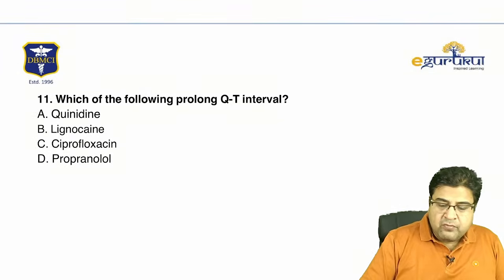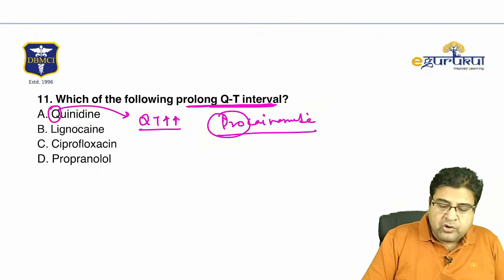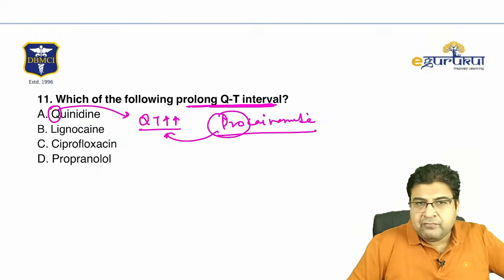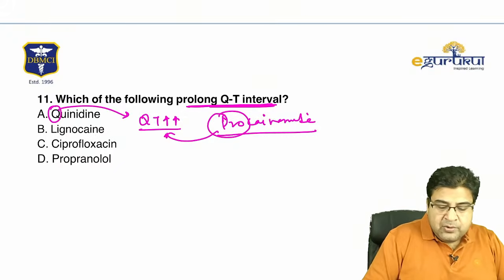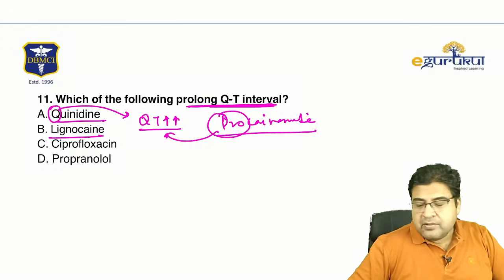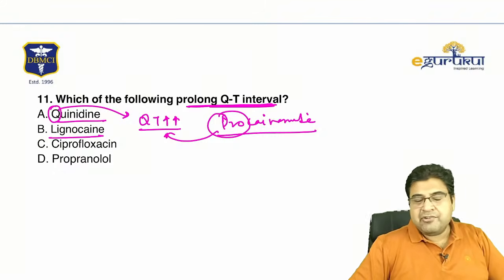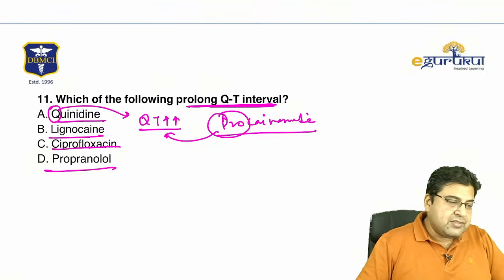Question number 11. Which drug can prolong the QT interval? So guys, we discussed already. Q stands for quinidine, which will cause QT prolongation. We have one more medicine, procainamide, which will also prolong the QT interval. Lidocaine, guys, we already discussed. This will cause CNS excitation first, then depression. Ciprofloxacin, we have discussed already; it's a fluoroquinolone. Propranolol is a generation 1 beta blocker. We have discussed already.